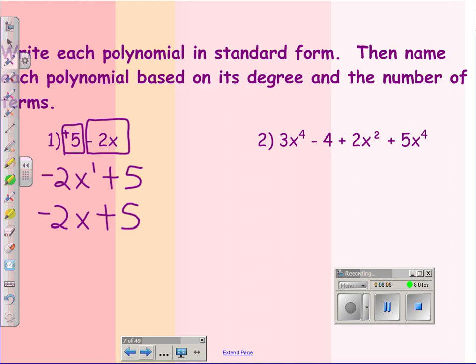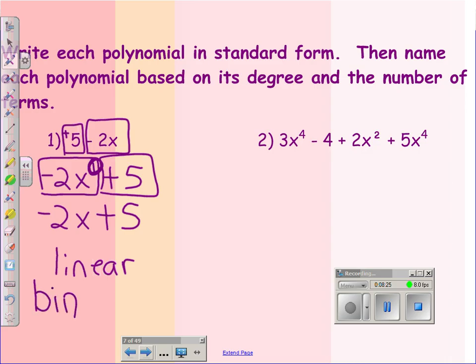Then we have to determine the degree based on number. Well, it's x to the first, so if it's a first, then that's going to be linear. And then you have to count the number of terms. I've got, again, negative 2x and a positive 5. That's 2. So that's going to be a linear binomial. Could you have done that on your own? I hope so. Let's look at number 2.